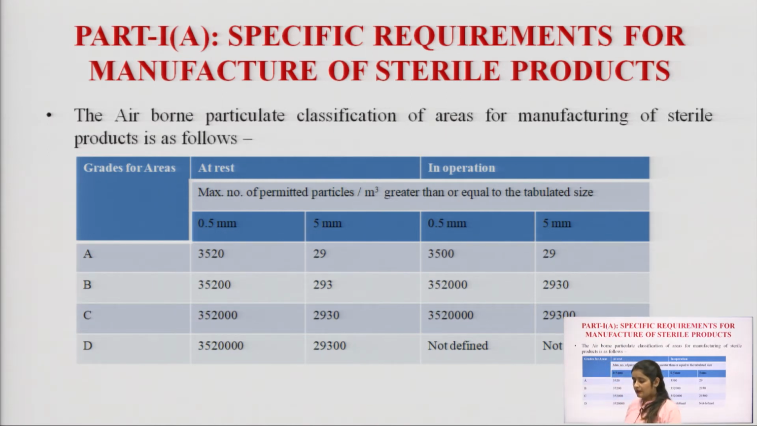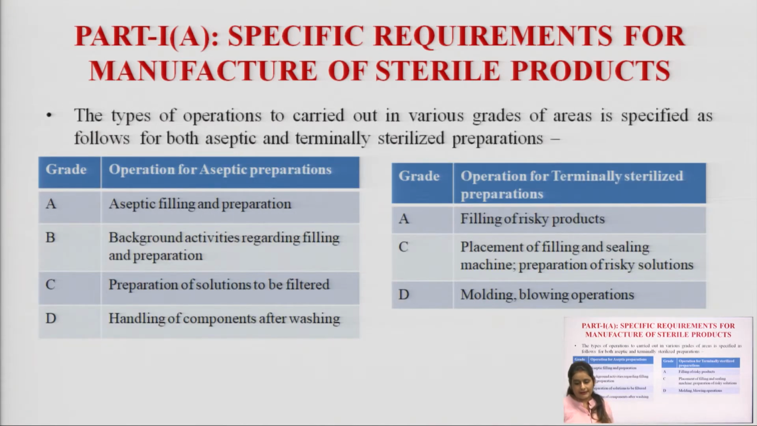So here you can see the airborne particulate classification for areas for manufacturing of sterile products. Here the grades are defined differently: A, B, C, D. The types of operation to be carried out in various grades of area are specified as follows, for both aseptic and terminally sterilized preparation. First, we will discuss the different grades where operations for aseptic preparation are carried out. In grade A, aseptic filling and preparation is going on.